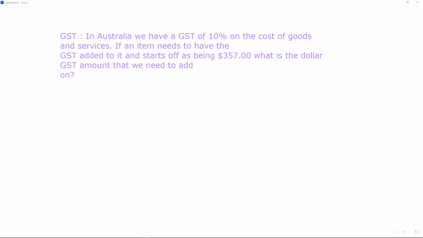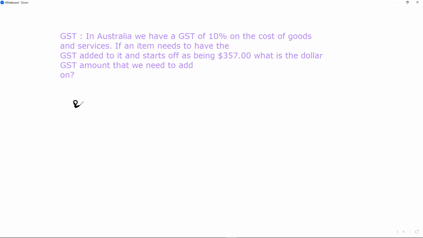All right, this question says, in Australia, we have GST of 10% on the cost of goods and services. If an item needs to have the GST added to it and starts off as being $357, what is the dollar GST amount that we need to add on?